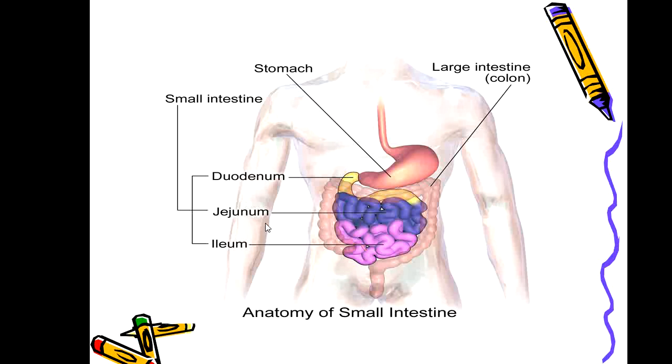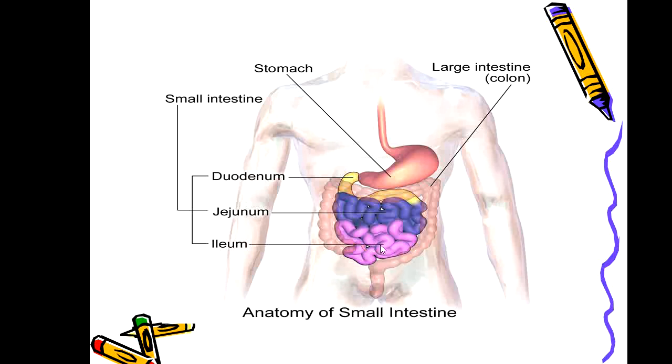We also conduct experimental procedures on the jejunum, because it remains empty after the death of an animal or a human. This is the second largest part of the small intestine, almost 8 to 9 feet in length. And the third part of the small intestine is the ileum.